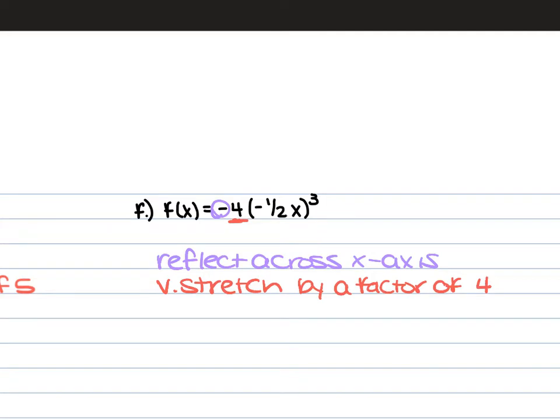And then the negative that's in front of the 1/2 means that we're going to do what reflection? If it's inside parentheses, horizontal, so side to side, so that's reflecting across the y-axis. And then lastly, that 1/2. It's inside the parentheses, so we're going to do opposite. So take the reciprocal of 1/2, that's 2. 2 is larger than 1, so that's going to be a horizontal stretch by a factor of 2.